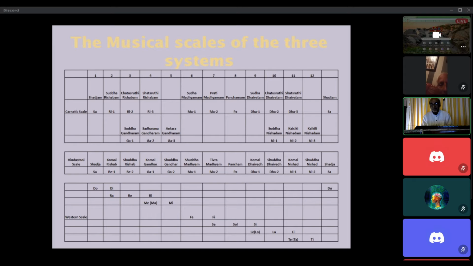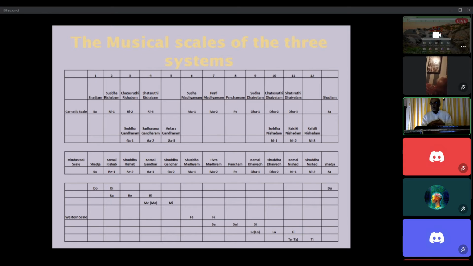In Carnatic music, we have talked about sa re ga ma, but we haven't given it the name that it's normally given in theory, which is Shadjam. And then you have Shuddha Rishabham, then you have Chatusruti Rishabham, and then you have Shatshruti Rishabham. Overlapping Chatusruti Rishabham is Suddha Gandharam. Overlapping Shatshruti Rishabham is Sadharana Gandharam. And then you have Antara Gandharam, which is an independent, standalone note. And then you have two Madhyamas, what we call Shuddha Madhyamam and Prati Madhyamam.